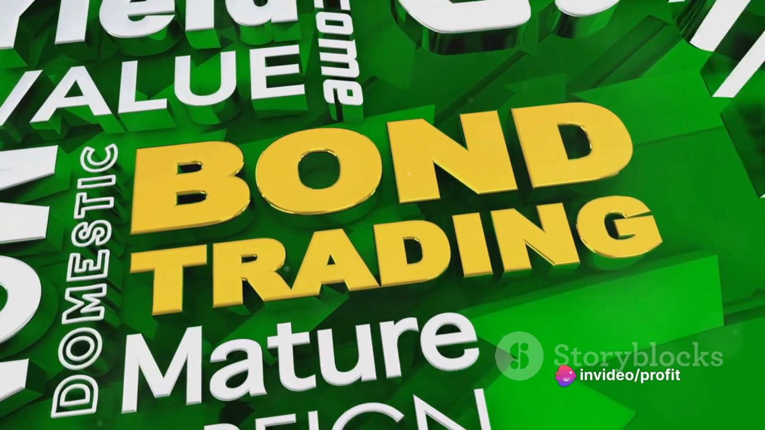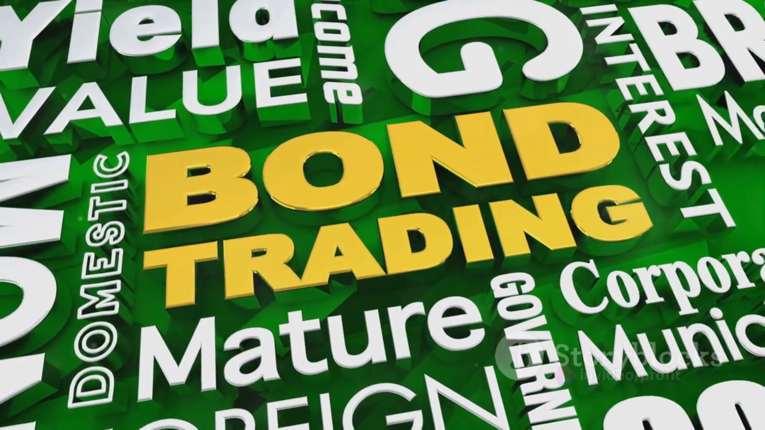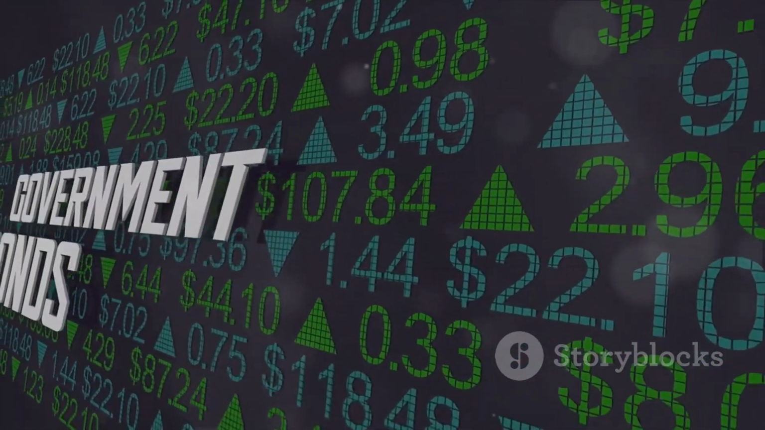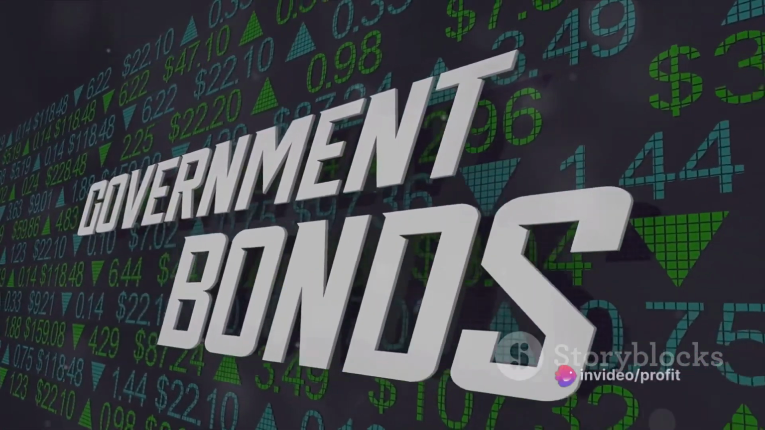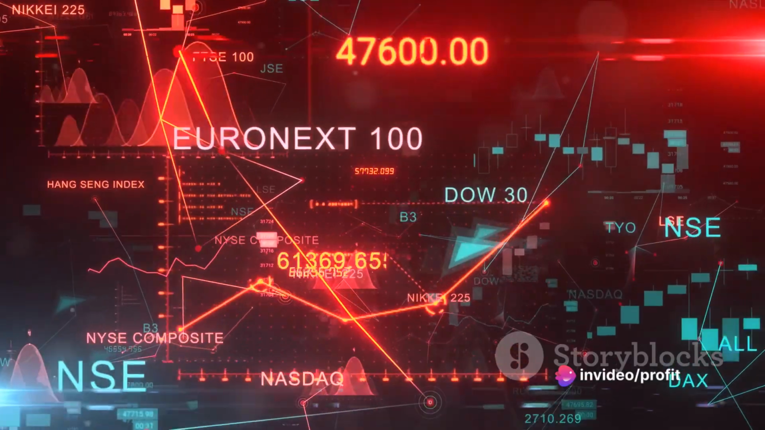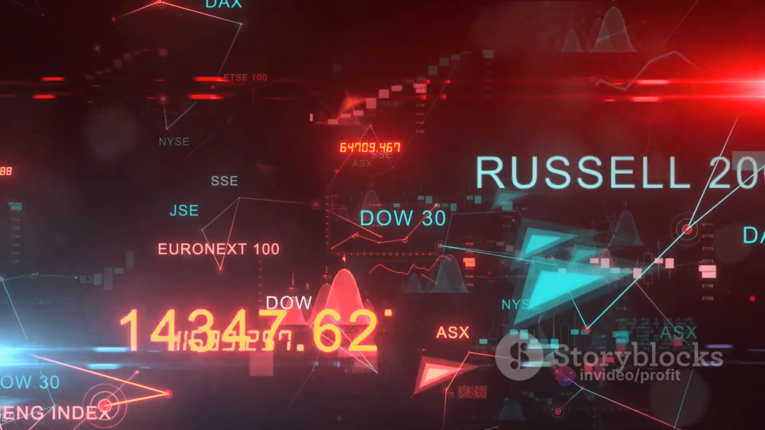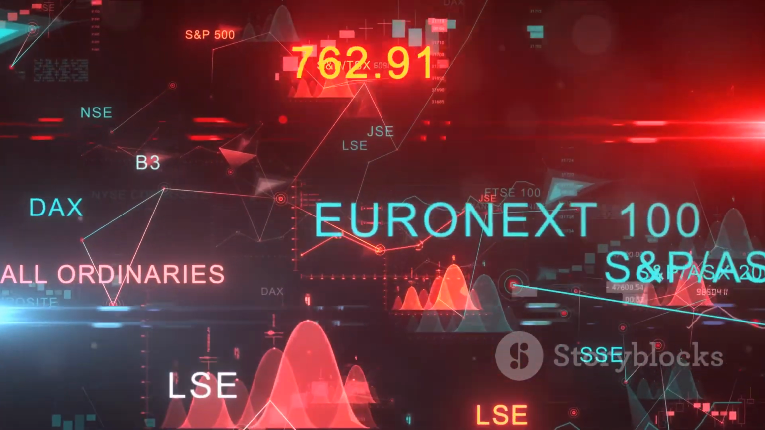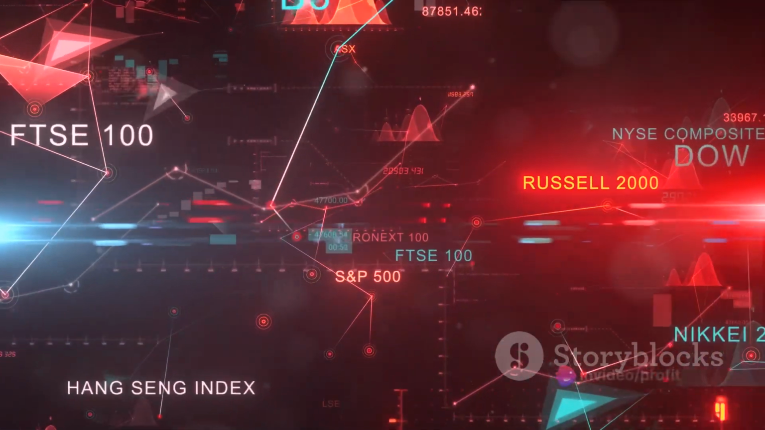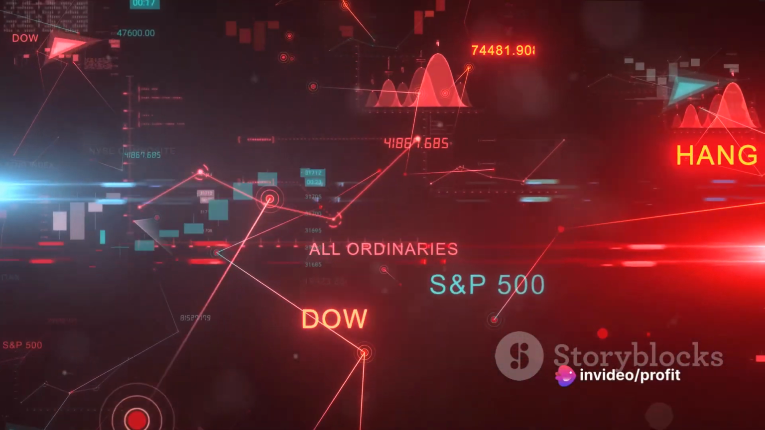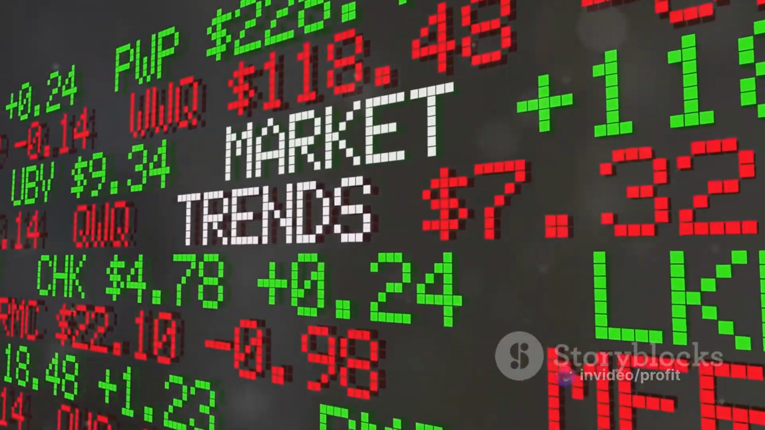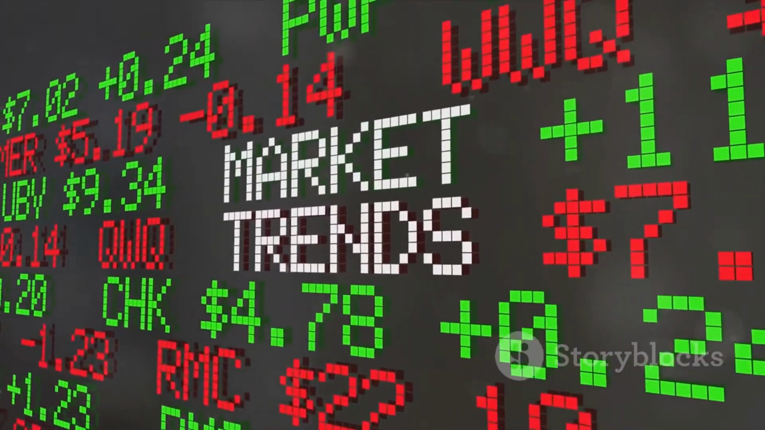Now, where can you buy these bonds? You can purchase them directly from the issuer or from the secondary market. Buying from the issuer means you're buying a new bond, while buying from the secondary market means you're buying a bond from another investor. Here's something vital to understand. The price of a bond can fluctuate in the market. This means if you buy a bond for less than its face value, you could stand to make a profit when the bond matures. Conversely, if you buy a bond for more than its face value, you could end up making less than you initially invested.